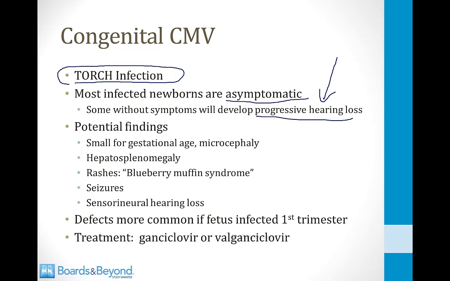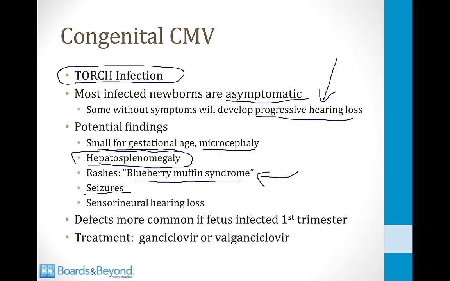Babies who are symptomatic can have a number of potential findings. Sometimes they're small for gestational age, and sometimes they have microcephaly, which is a small head. They can have enlarged spleens and livers. There's a characteristic rash called blueberry muffin syndrome, and these babies have multiple blue-purple marks on their face and all over their body. You should Google blueberry muffin syndrome to see a picture of what this looks like so you recognize it for your boards.